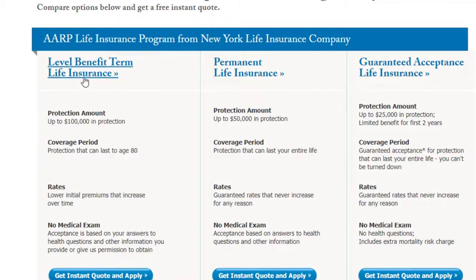The first one is the level benefit term life insurance, the second is permanent life insurance, and the third is guaranteed acceptance life insurance. I'm going to go through each of these individually and compare and contrast the different prices and options that you may be able to qualify for against other products, so you can decide for yourself, again, if this particular product makes sense. So let's start with the level term insurance product.